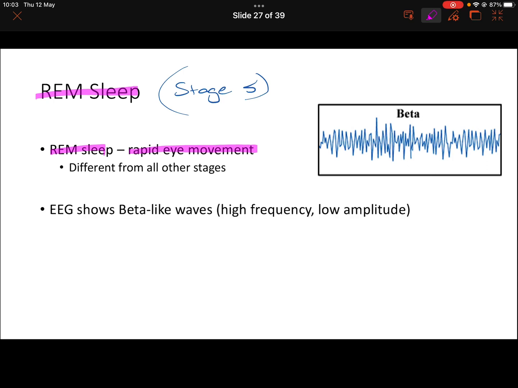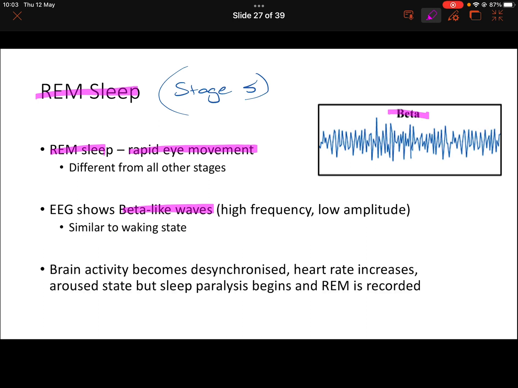Our EEG shows beta-like waves. These are the same brain waves that we typically see when we're awake in a normal waking consciousness. So our brain is incredibly active at this point, but our body is almost paralyzed. Our heart rate is increasing, but sleep paralysis begins. We lose all muscle tension, and we don't have any control in our bodies. So this is called paradoxical sleep, because we really see the difference here between our highly active brain and a really relaxed body.